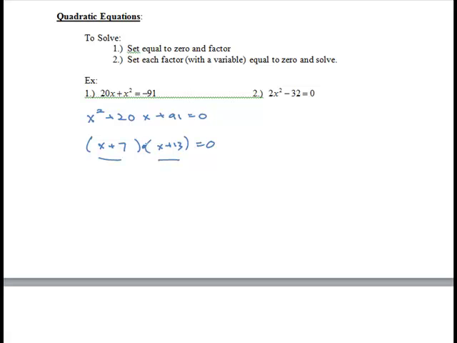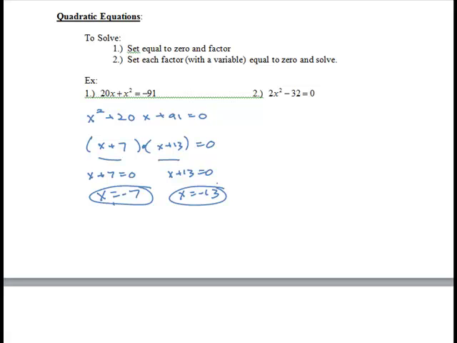So we have two factors, they both have a variable x, so we're going to set each factor equal to 0. The first factor, x plus 7, gets set equal to 0, gives us the equation x plus 7 is equal to 0. The second equation, x plus 13 is equal to 0. Now all we do is solve each one of these equations. Subtract 7 from both sides, subtract 13 from both sides. Two solutions, negative 7 and negative 13, you have to have them both.